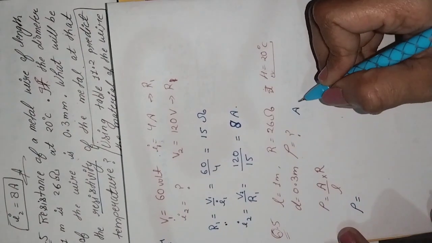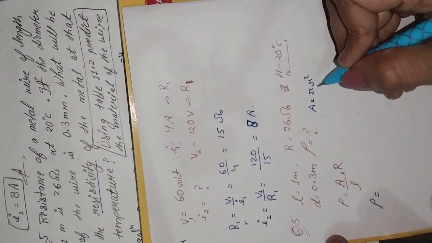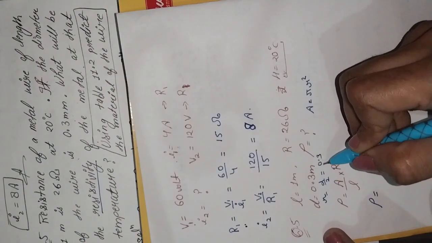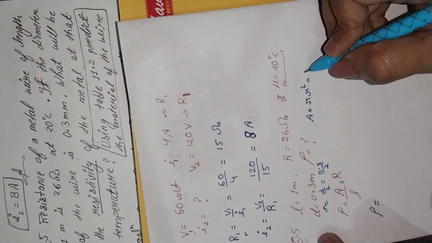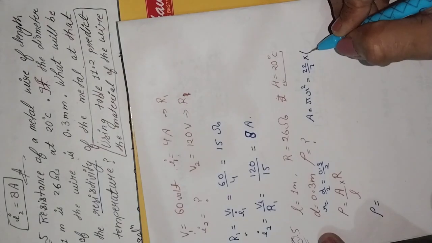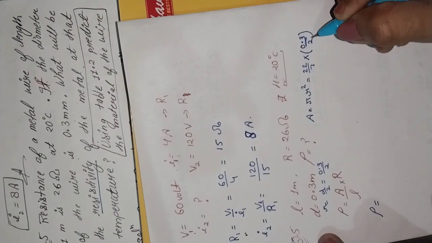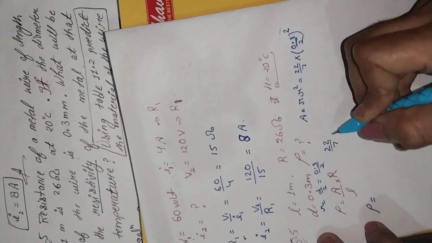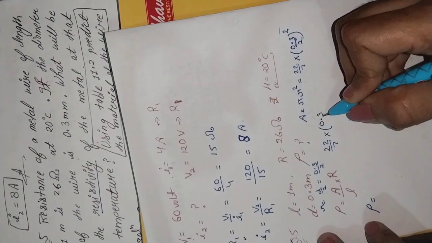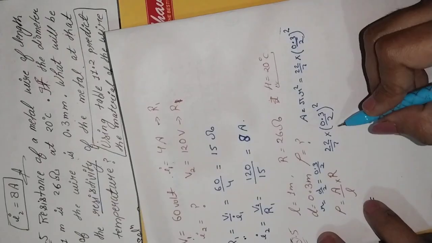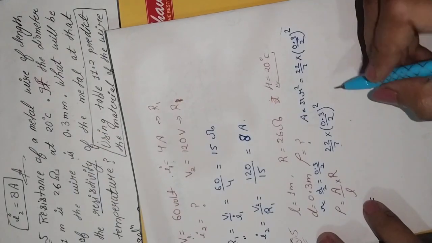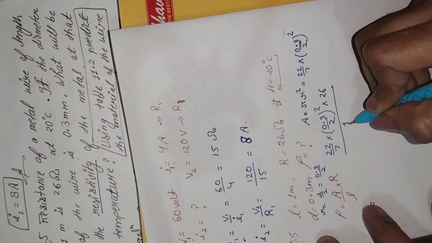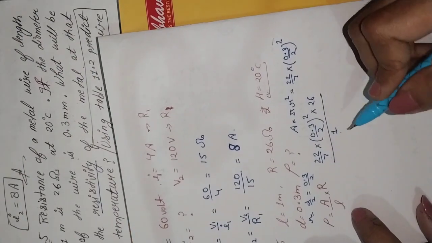What is A? A is the area, that is pi R square, and R is the d by 2, that is 0.3 by 2. So that will be pi की वैल्यू 22 over 7 into R की वैल्यू 0.3 by 2 का whole square. L की वैल्यू 1 है, so if you put the value 1 here, then it will not affect this value. R is 26 divide by 1. अब देखो 1 नीचे है, इसके तो मतलब सेम ही वैल्यू आनी है.